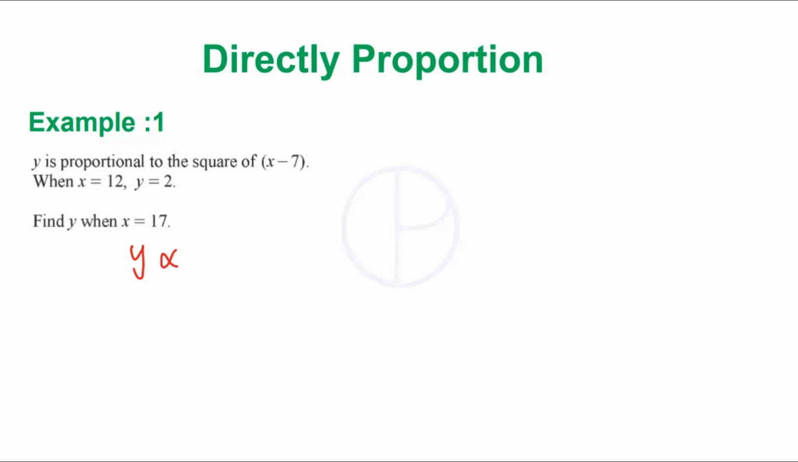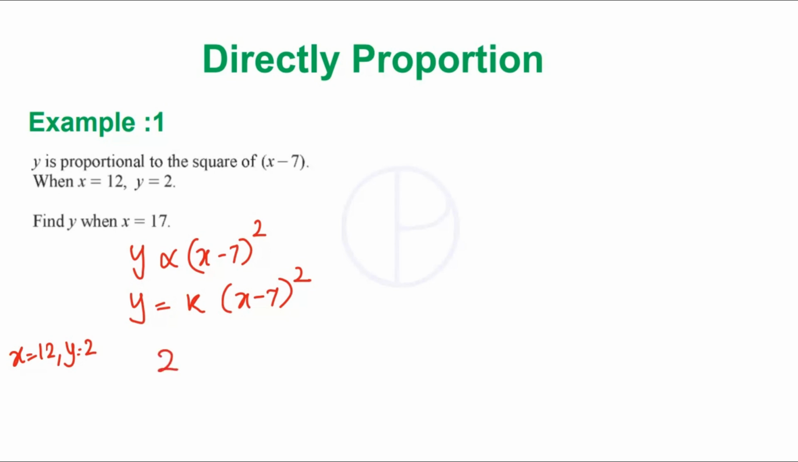y is proportional to square of x minus 7. That is x minus 7 the whole square. Then the formula will be y is equal to k, the constant, multiplied by x minus 7 the whole square. When x is 12, y is 2. So 2 is equal to k times 12 minus 7 the whole square. So make k as the subject.